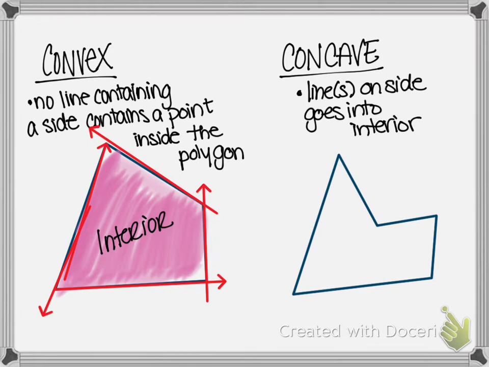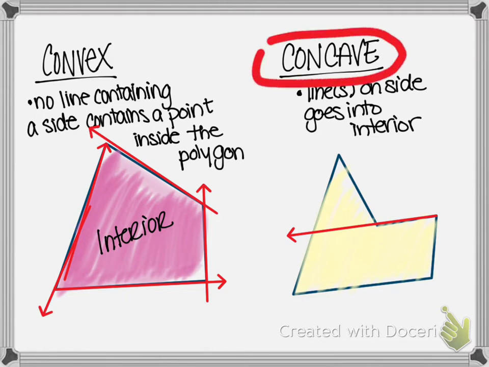Versus this second polygon over here, highlighting the interior in this light yellow, if I drew a line on this side over here, it crosses into the interior. So this guy we call concave. I think about it like it's caving in on itself. And if those lines don't go inside, we call it a convex polygon.